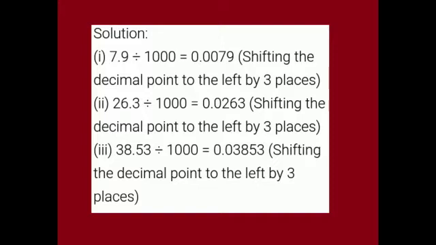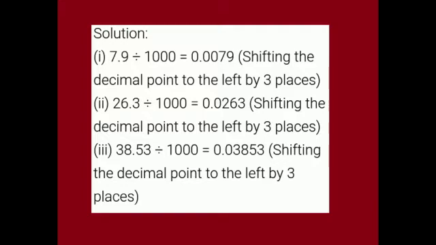So first subdivision, 7.9 divided by 1000. Since we are dividing by 1000, in 7.9 we have to shift the decimal point 3 places to the left. But in 7.9, on the left of the decimal point, we have only one digit, so we are including 2 zeros to shift the decimal point. And after shifting, we got the answer 0.0079.